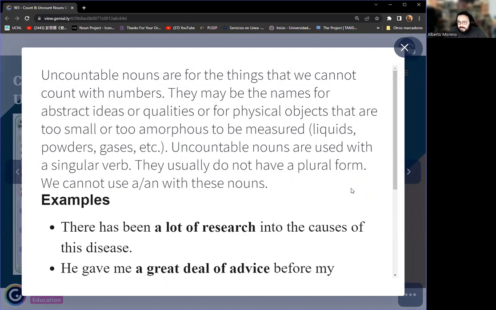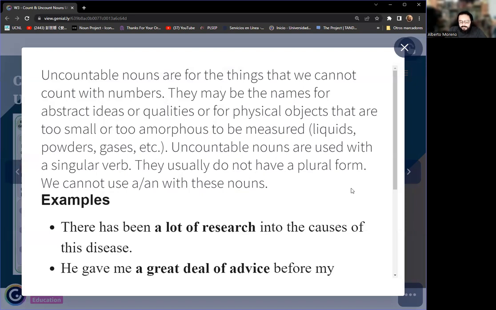Ahora, los sustantivos no contables pueden ser ideas abstractas, una idea, algo que no es físico, una cualidad, o al hablar de objetos físicos, puede ser que estemos hablando de algo que está compuesto de partes muy pequeñas, como el arroz, el azúcar, la sal, o que sea muy deforme o muy amorfo, que no tenga una forma definida, como por ejemplo el mercurio o el agua, o que sean líquidos, o que sean polvos, o que sean gases. ¿Ok? En esas 3 categorías los podemos dividir y los que no son objetos físicos.